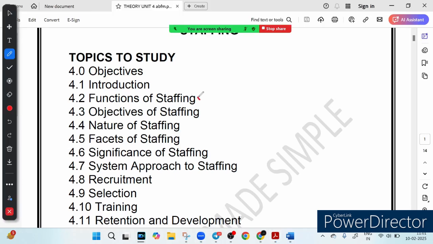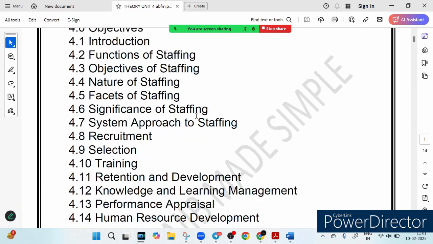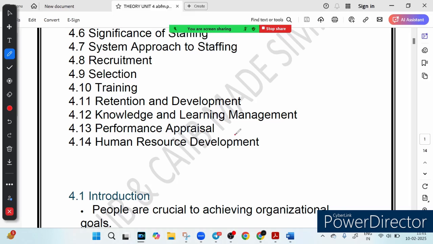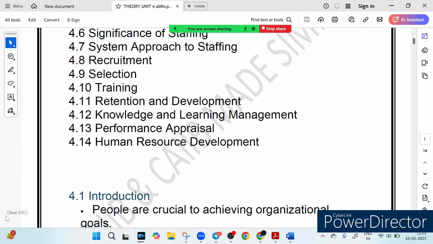We will see the function of staffing, objective of staffing, nature of staffing, facets of staffing, significance of staffing, system approach to staffing, recruitment, selection, training, what are the differences between them, and retention and development. Then we will see knowledge and learning management, how this knowledge management is done, performance appraisal, and finally human resource development, or HRD. So now let's start with the first topic, that is our introduction.